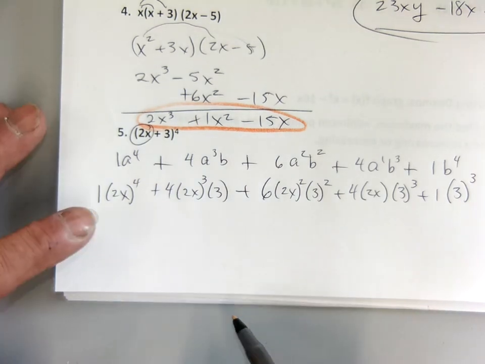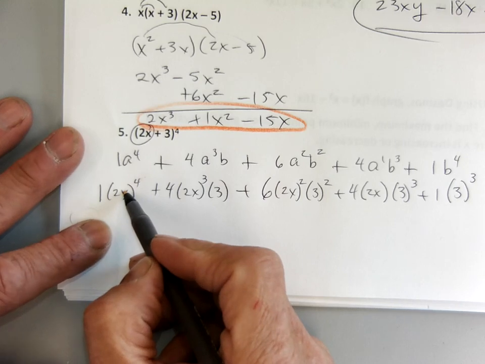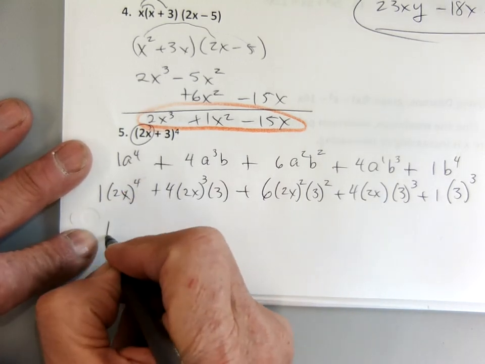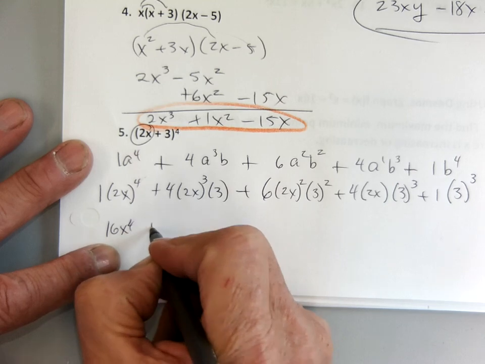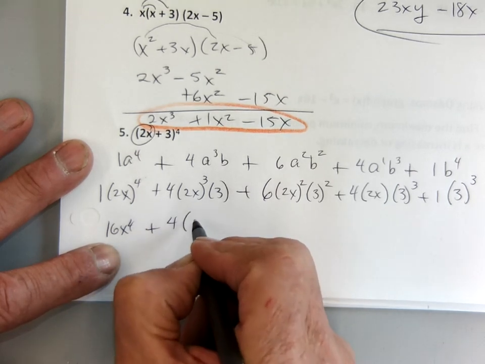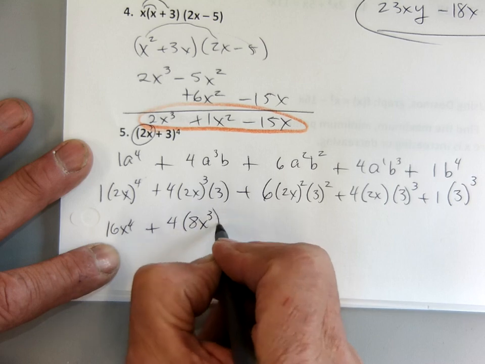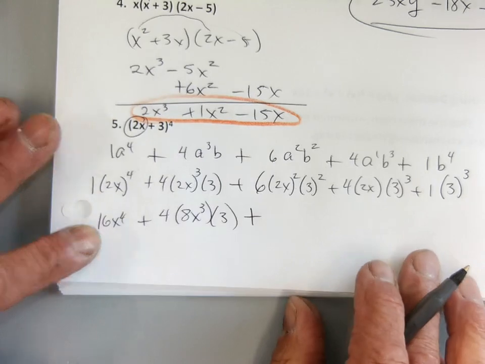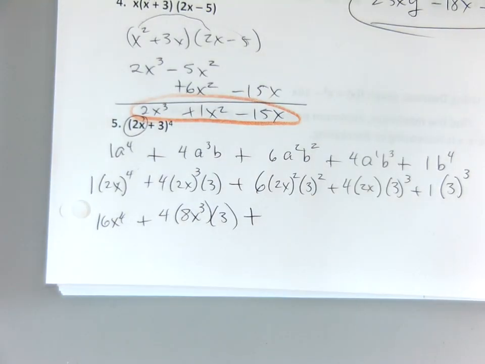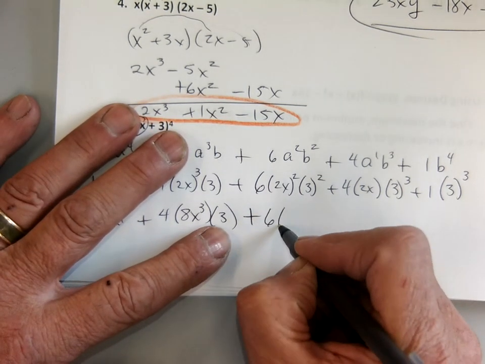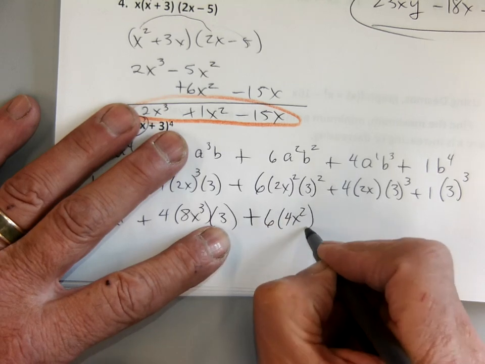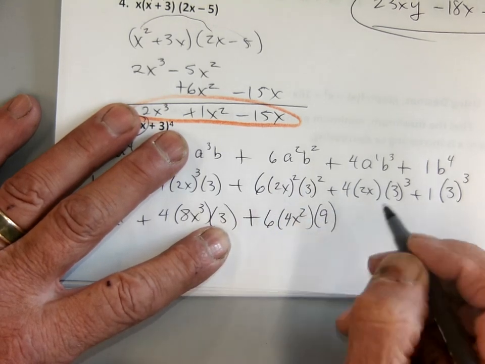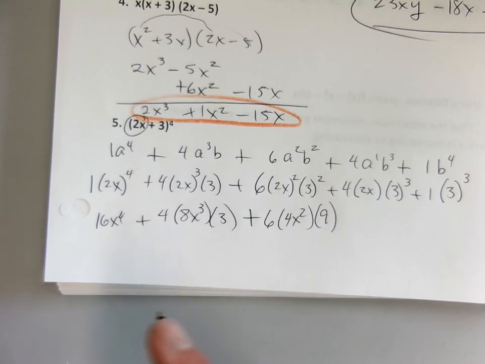All right. Thank you, Jacob. That is 16, isn't it? 16x to the 4th. Plus 4 times an 8x cubed, because 2 times 2 times 2 times 3. Keep your plus signs. That's one thing I noticed with you guys, is that your plus signs were disappearing, right? So make sure you have your plus signs. And then plus 6 times a 4x squared, 2 times 2, times a 9, 3 squared. Keep your plus signs.